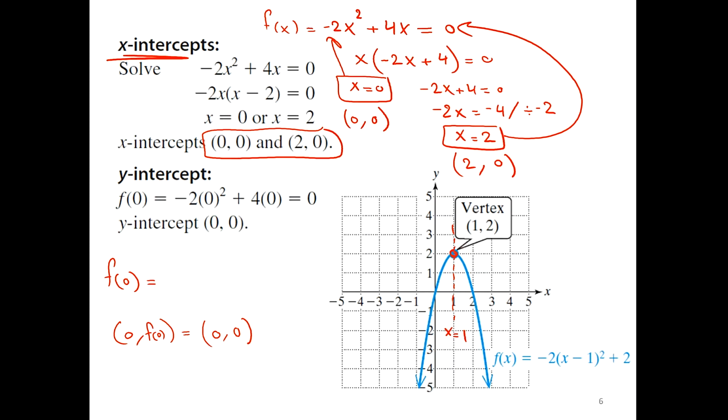Look at the x-intercepts, we have (0, 0) and (2, 0). Also, what's the value of the y-intercept? Also 0, so (0, 0). This is the point for both x- and y-intercept. We have only one point that is the intersection, which can be called the x-intercept and y-intercept. This is (0, 0) only. Okay. Any question?